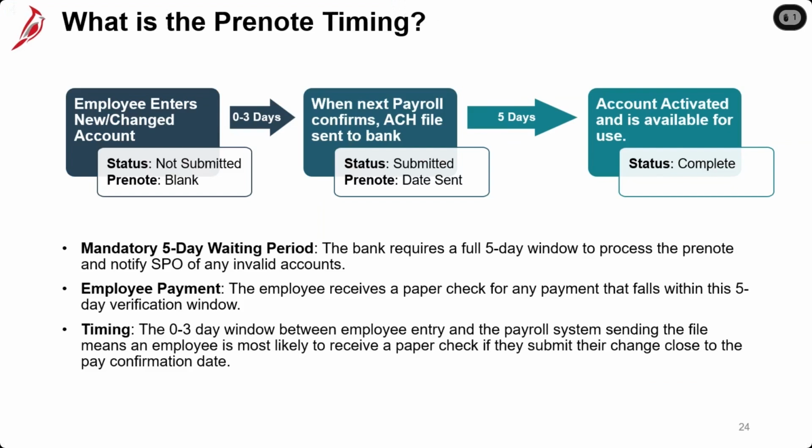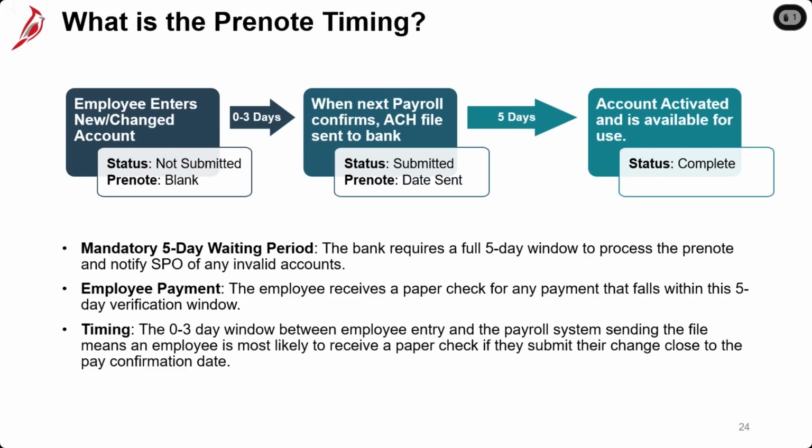Now, when we look at our calendar, it's rare that there's 3 days till the next payroll, but it can be up to 3 days because we're running biweekly, semi-monthlies, off cycles, weeklies. Payrolls are running several a week, so it could be up to 3 days, but it could be same day. But that's when it is sent. The status is switched to submitted, and the pre-note date is noted as the date it was sent. That starts the 5-day waiting period.